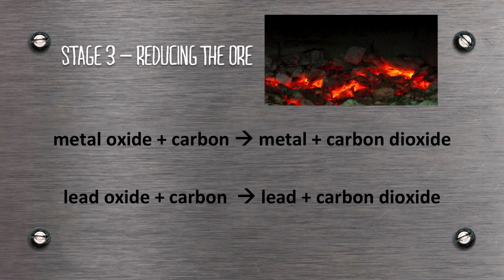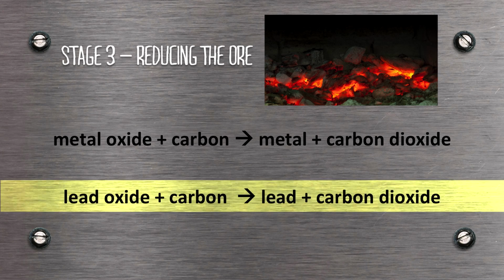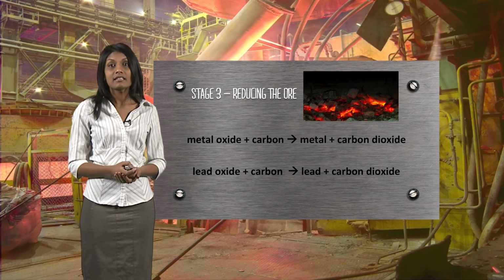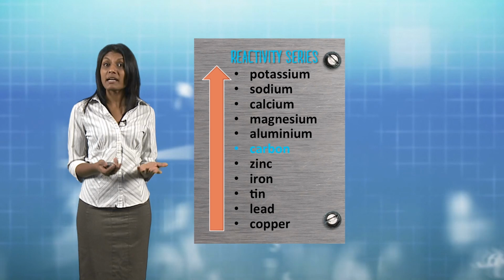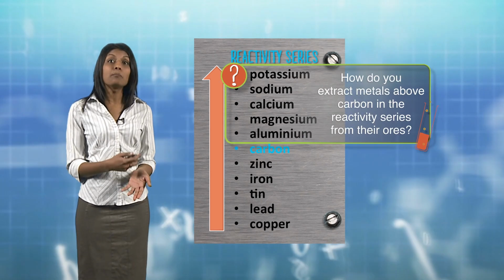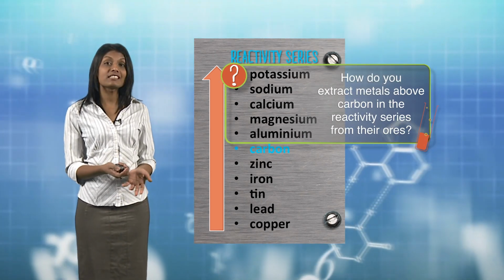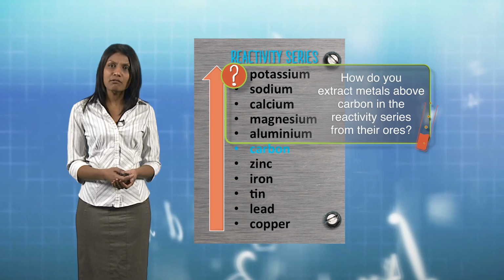Here is the word equation for the reduction of lead oxide. The lead has been reduced because it has lost its oxygen. The carbon, again, has been oxidised because it has gained oxygen. So how can the more reactive metals such as aluminium and magnesium, which are found above carbon in the reactivity series, be extracted from their ores?